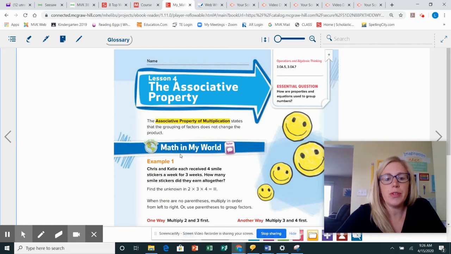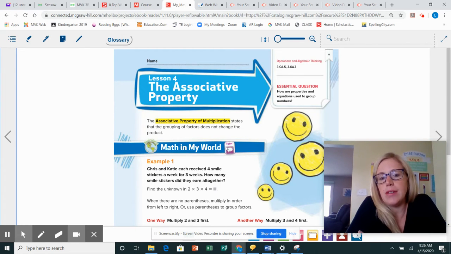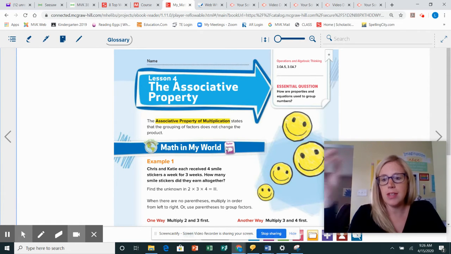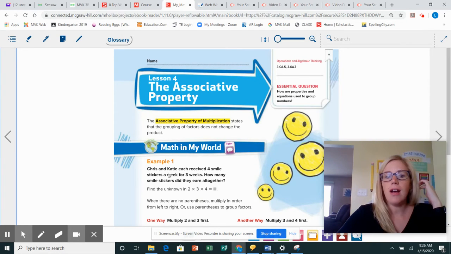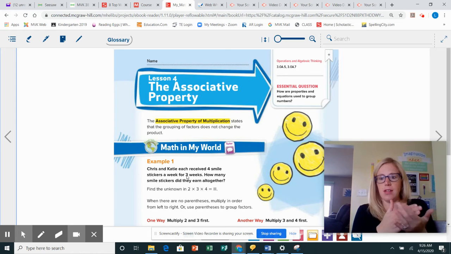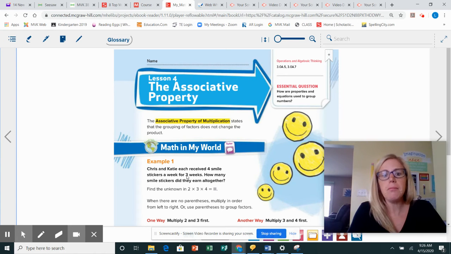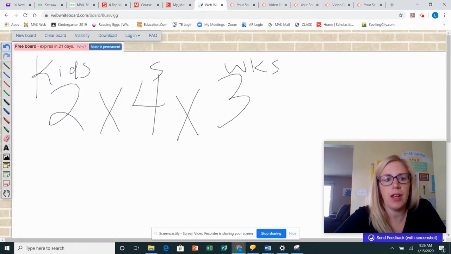So this first one, we have Chris and Katie each received 4 smile stickers a week for 3 weeks. How many smile stickers did they earn all together? Well, I have some keywords that tell me it's multiplying. I see the word each right here. A week, that means you're doing it each time. And then all together, that's multiplication. So we're going to solve that.